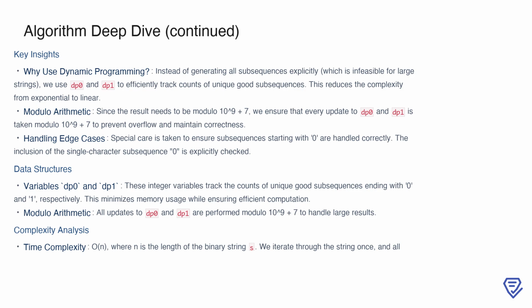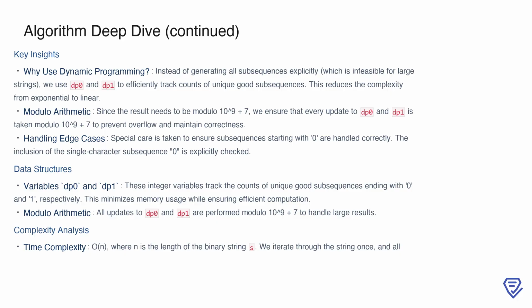Furthermore, we carefully handle edge cases to ensure valid subsequences starting with 0 are included when appropriate. For instance, the single character subsequence 0 is explicitly checked and added if the string contains 0. In terms of data structures, we use just two integer variables, dp0 and dp1, to minimize memory usage while enabling efficient computation. Together, these techniques allow us to strike a balance between efficiency and correctness.